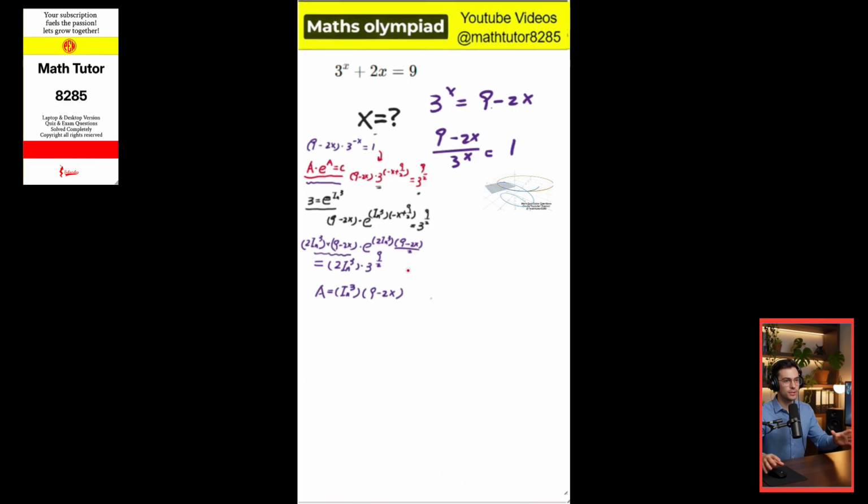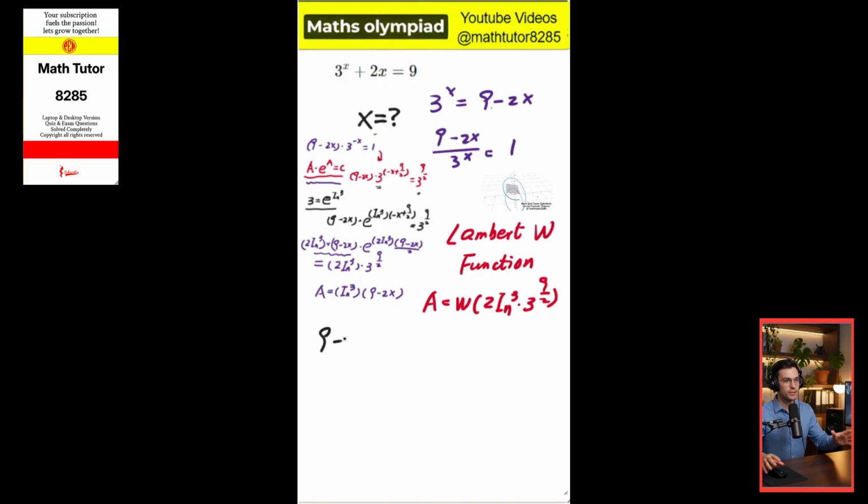Next step, apply the Lambert W function. By definition of the Lambert W function, if a times e to the a equals some constant, then a equals W of that constant. Therefore, the natural logarithm of 3 multiplied by the quantity 9 minus 2x equals the Lambert W of the quantity 2 times the natural logarithm of 3 times 3 raised to the 9 over 2 power.